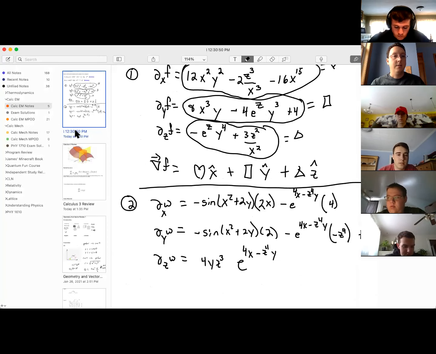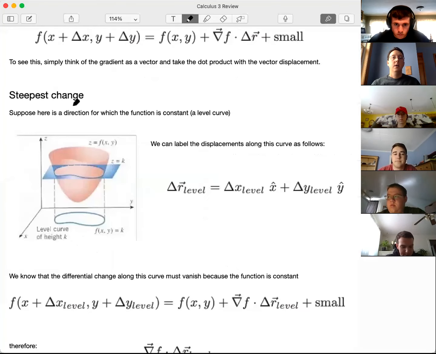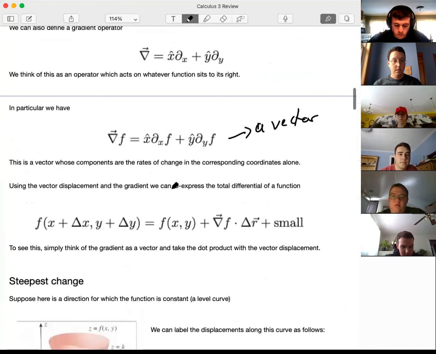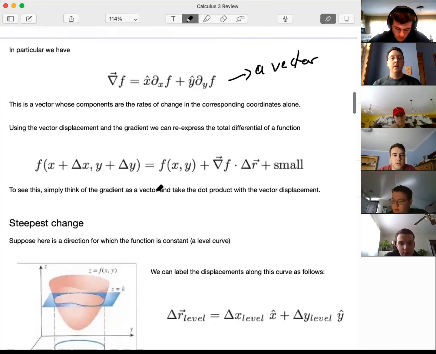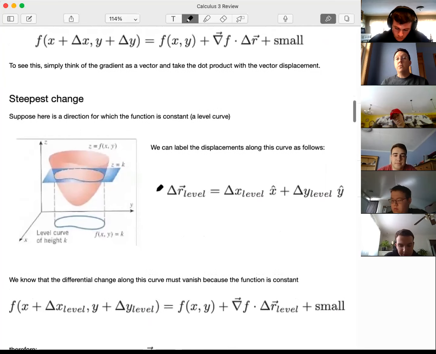Okay, let's go back to what we were doing before. All right, so we were talking about partial derivatives. We put them together to form a gradient using unit vectors. What does that mean? Well, this is a useful fact that we will use, especially when we get to electric potential and voltage.